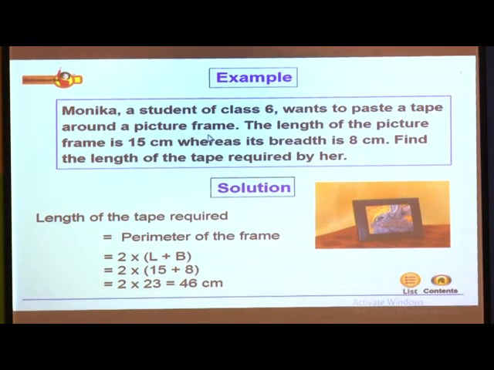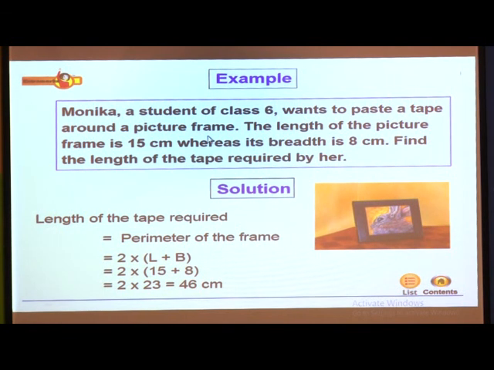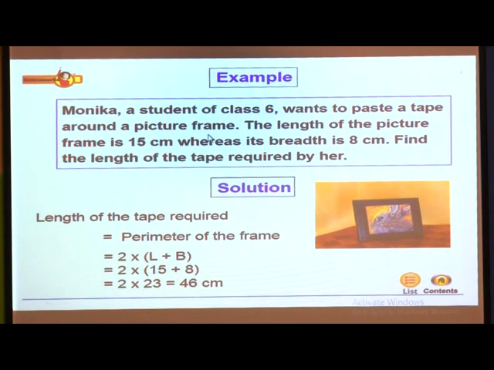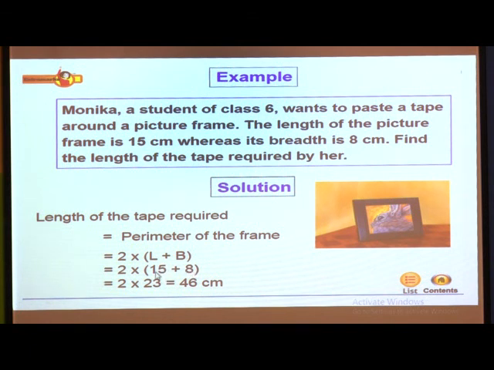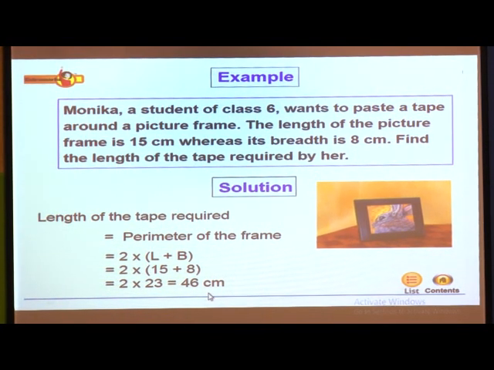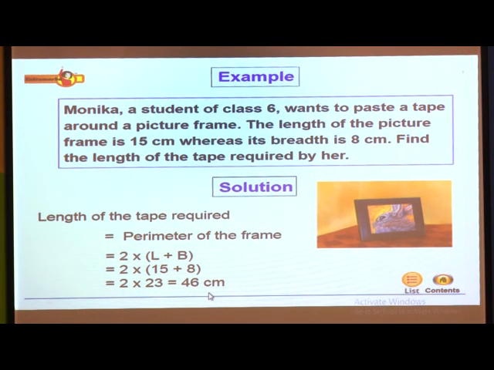She wants to paste a tape around a picture frame, and the picture frame is in the shape of a rectangle. So length of the picture frame is 15 centimeter and the breadth is 8 centimeter. So perimeter of the frame is 2 into (L plus B). Length is 15 and breadth is 8. 15 plus 8 is 23. So 2 multiplied by 23 is equal to 46 centimeters. So therefore Monica requires a tape of 46 centimeter.